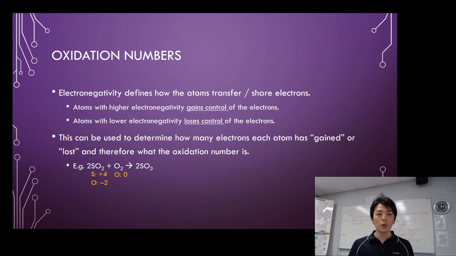After the reaction, what happens? Now, oxygen again has higher electronegativity compared to sulfur. Therefore, oxygen would still be -2. But there are 3 of them. So -2 times 3 equals what? It's -6. As a whole species, SO3 needs to have a charge of 0. Therefore, sulfur's oxidation number has to be +6 in this case. And you can see that sulfur's oxidation number changed from +4 to +6.